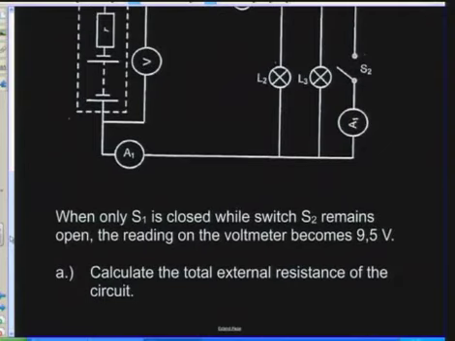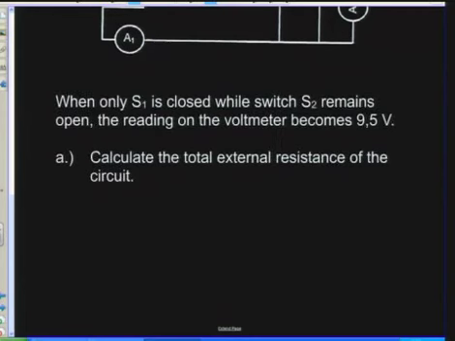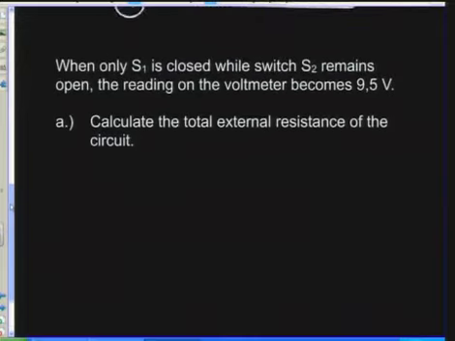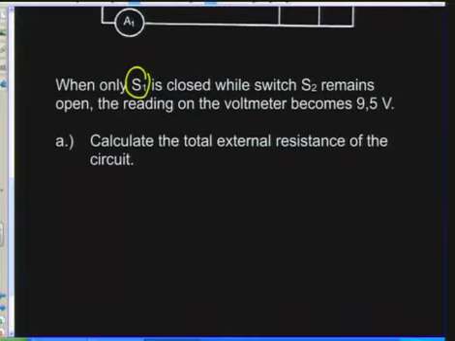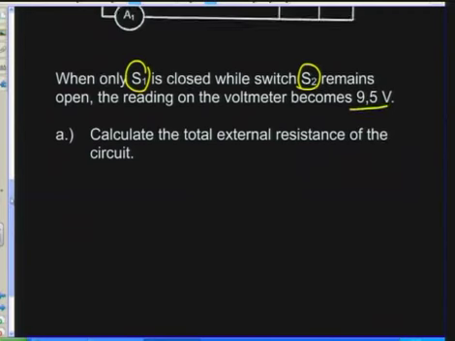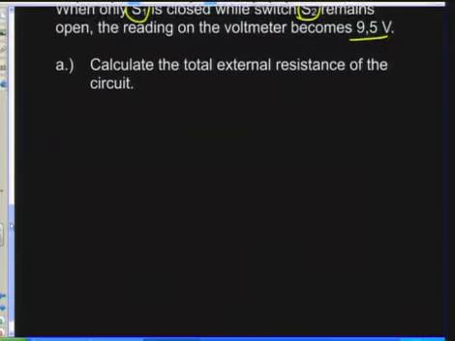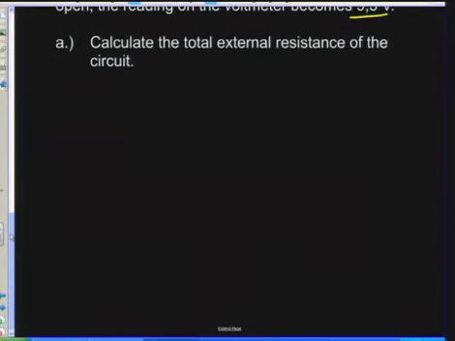Let's now start with the first question. The first question says, when only switch 1 is closed, whilst switch 2 is still open, the reading on the voltmeter is that, and then we are to calculate the total resistance of the circuit. Okay, now let's have a look at that.